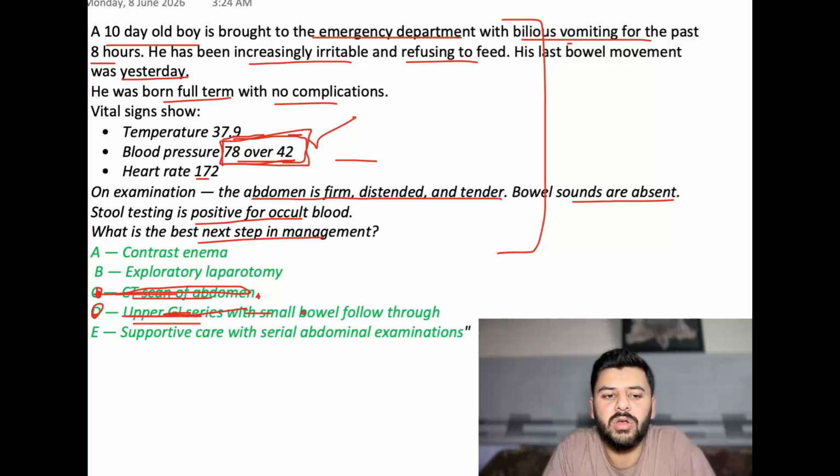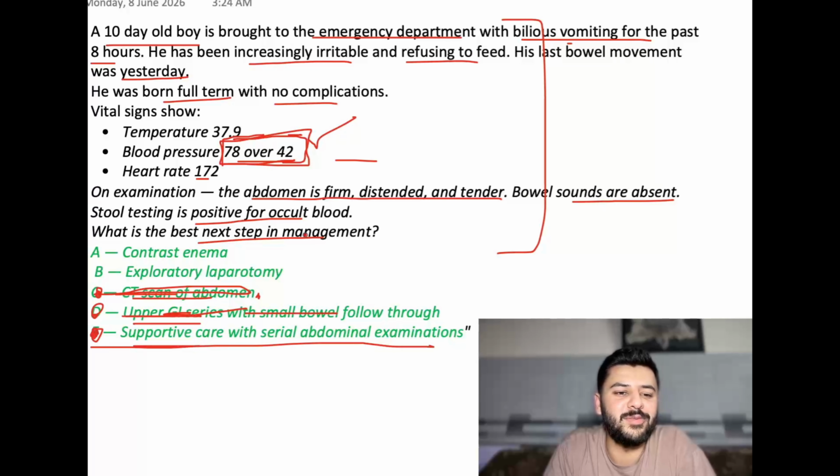This option, gone. Look at this option, supportive care with serial abdominal examinations. Any person with a normal brain and a little common sense would not do supportive care in a person who is dying. Watching and waiting while a baby is in shock is not supportive care. That is just watching a baby die. This option, gone. Now I'm left with only 2 options.